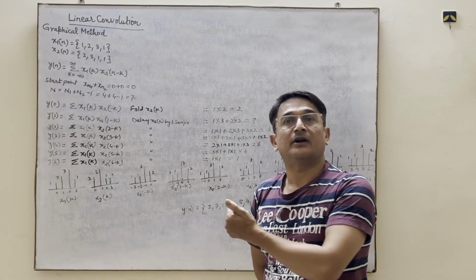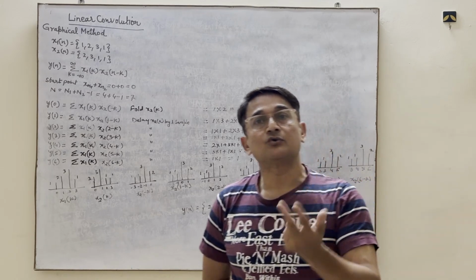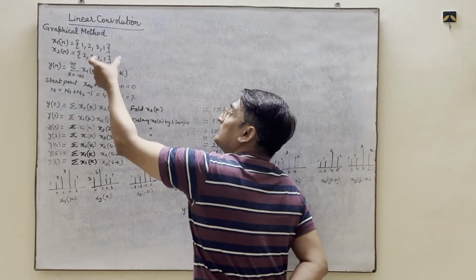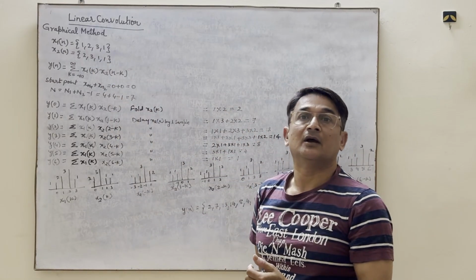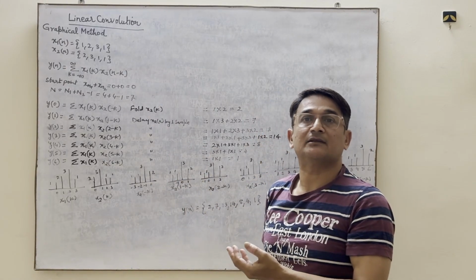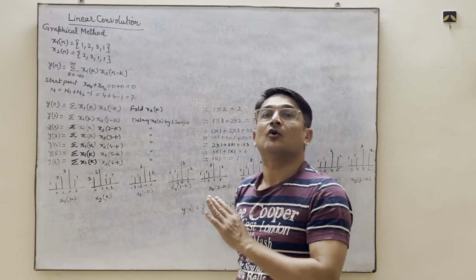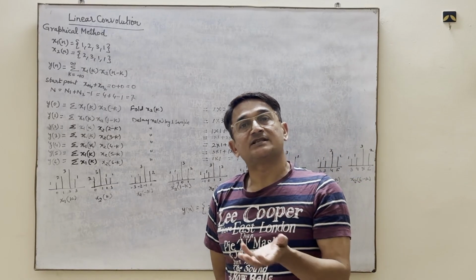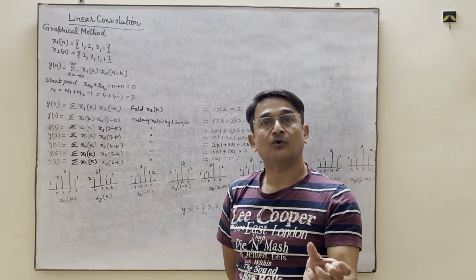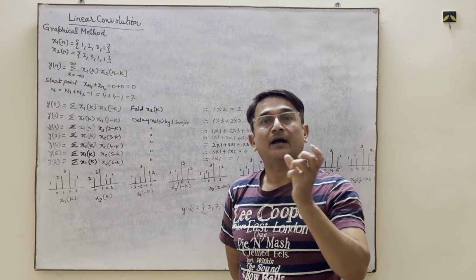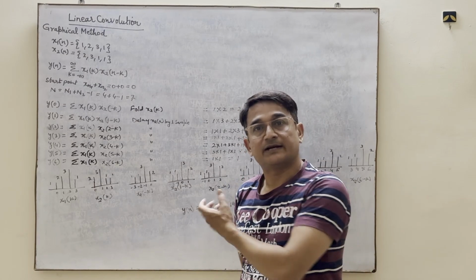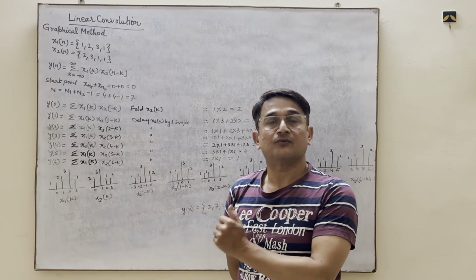So till now what we have discussed is, we have taken two sequences with finite duration. As you can see, both the sequences are having finite duration. And we have seen various methods like graphical method, tabulation method as well as formula method. But now what if either of the sequences is infinite or both the sequences are infinite? So let us take two examples, one in which both the sequences are infinite and one in which one sequence is finite and another sequence is infinite. So let us see those types of questions also for linear convolution.